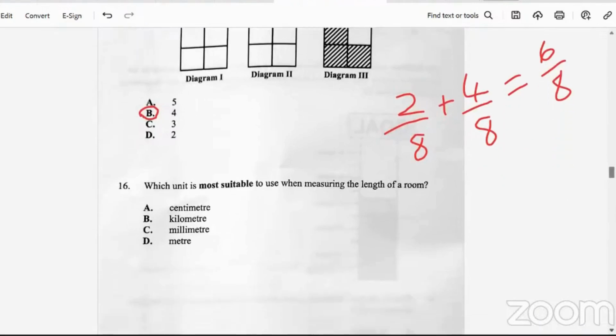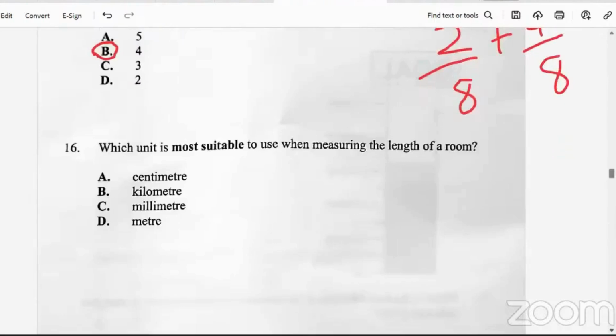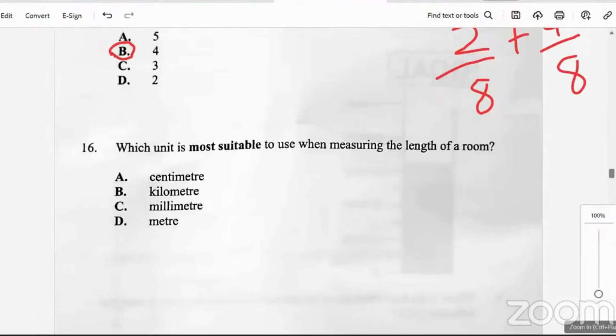All right, then question 16 says, which unit is most suitable to use when measuring the length of a room? Is it centimeters, kilometers, millimeters, or meters? So you would have to already have an idea of what these measurements actually look like. The millimeter would be pretty much one of the smallest units there, then the centimeter, then the meter, then the kilometer. So the millimeter and centimeters for a room, those would be very small.